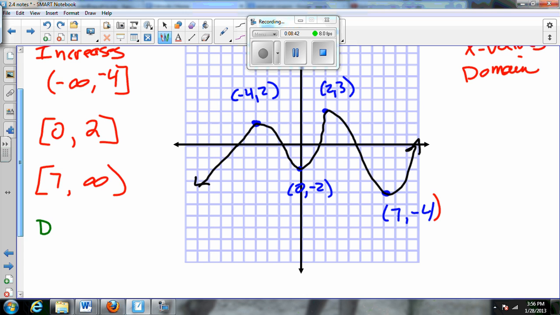For decreases, it's just going to be the x values that we haven't mentioned yet. So it decreases from -4 to 0, and right here from 2 to 7.